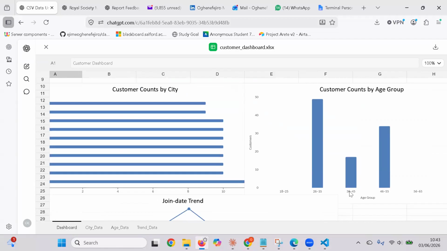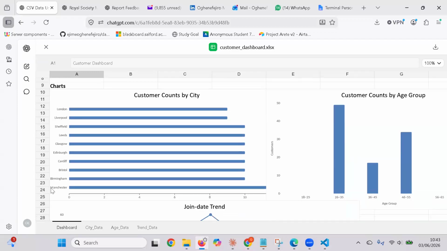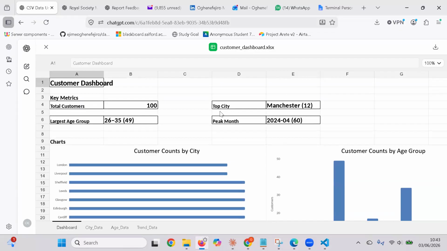So if you were to do this using Power BI, it will take you a bit of time, or using Excel, it will take you a bit of time, but it is really achievable. But look at what a single prompt has done for us in a matter of seconds. Look at what a prompt has done for our biggest customer base, which is Manchester. If we download this to Excel, it's an Excel, we can actually see and edit it.